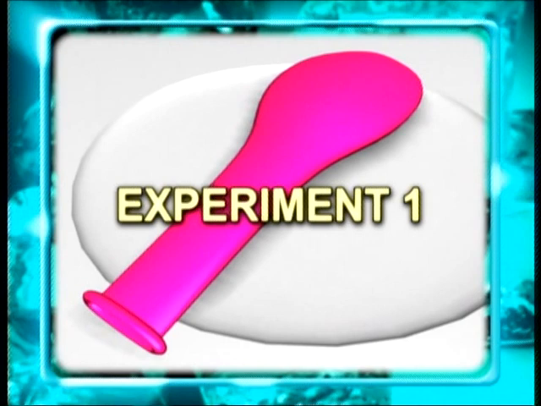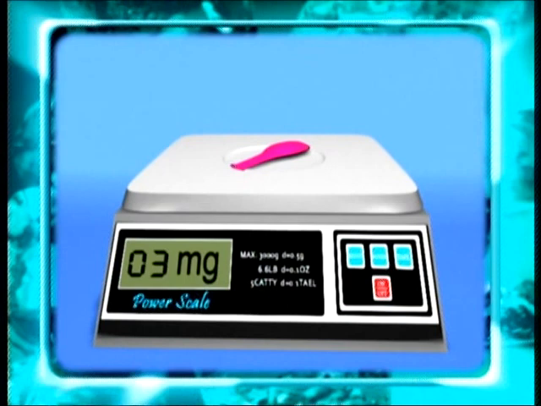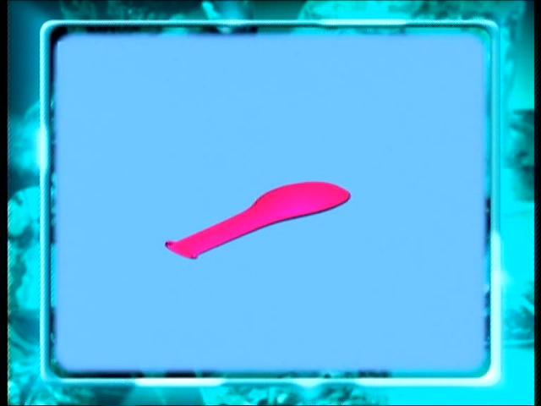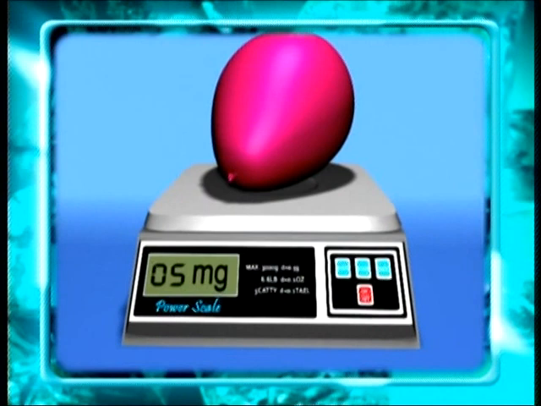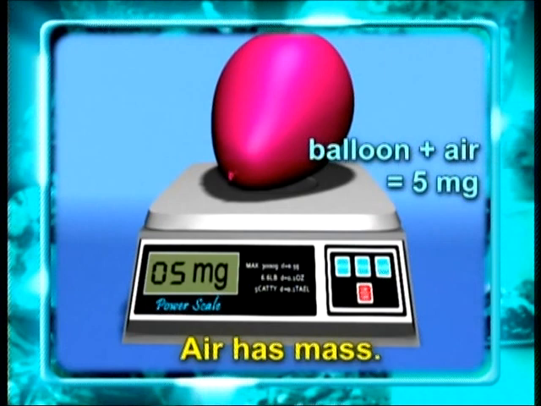We will measure the weight of this deflated balloon. The mass of this deflated balloon is 3 milligrams. Now, let's inflate the balloon by blowing some air inside and then measure it. The mass of the balloon that contains air is 5 milligrams. That means air has mass.